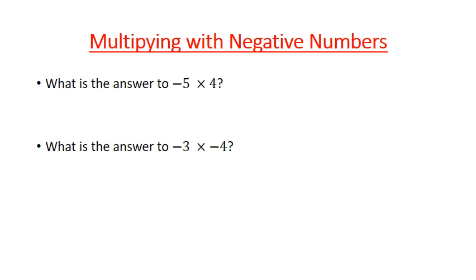So let's have a look at some example questions. Multiplying with negative numbers, we have a negative. In our first question, we have negative 5 times by positive 4, so we have one negative and one positive. I know my answer is going to be a negative number, and 5 times 4 is 20. In our second example, we've got two negative numbers, so I know my answer is going to be a positive number, and 3 times 4 is 12.